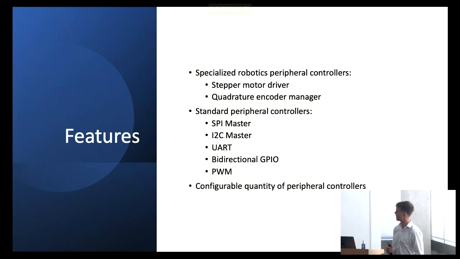Some of the features are specialized robotics peripheral controllers such as the stepper motor driver and the quadrature encoder manager, and it has the standard peripheral controllers like SPI master, I2C master, UART, bidirectional GPIO, and PWM. This interface allows for a configurable quantity of peripheral controllers, and the individual parameters that define these controllers are also parameterized.